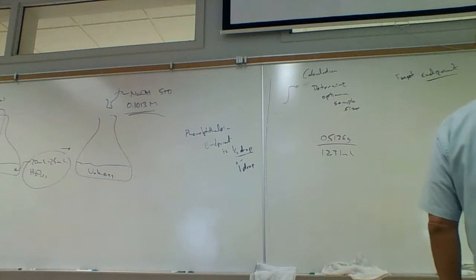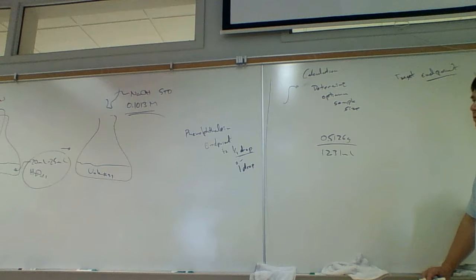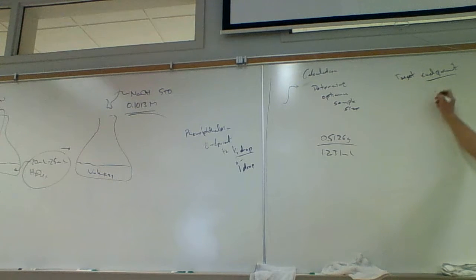And so the target endpoint, what we want to do is, we don't want it at 12.31. We want to use more of the volume of the titrant. And so our target endpoint is, let's shoot for 30. To keep the calculation easier, let's shoot for an endpoint of 30 milliliters. And that's going to keep it easier.